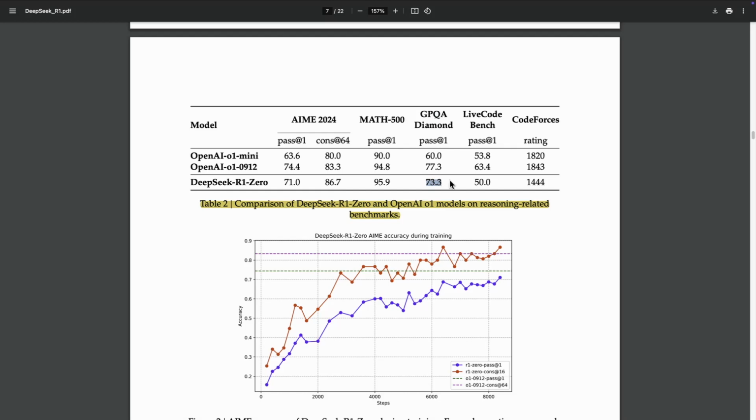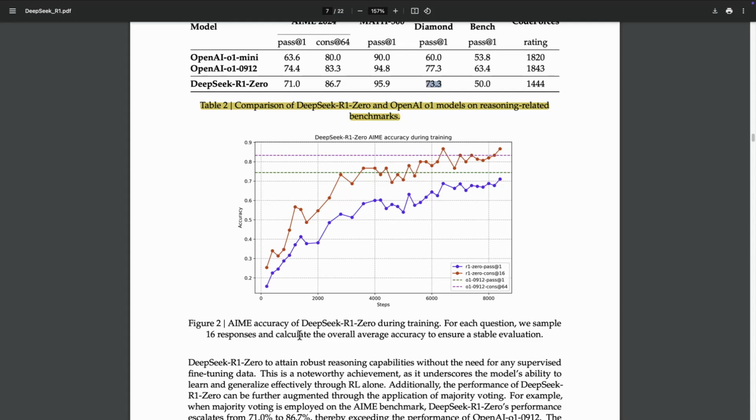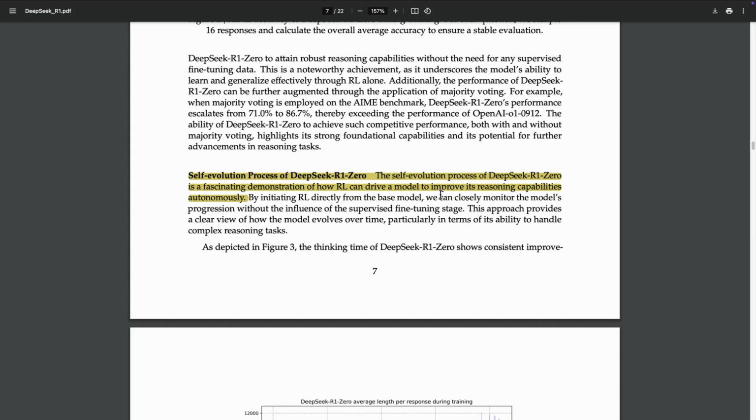So this is just showing that you can build something without all the fancy stuff like MCTS, very simple reward models, and so on. And they also show here the accuracy on AIME for DeepSeek-R1-0 during training. So for each question, we sample 16 responses and calculate the overall average accuracy to ensure a stable evaluation. So these are some of the performances here. This is talking about this particular model, and they have this as a demonstration of how RL can drive a model to improve its reasoning capabilities in an autonomous way.